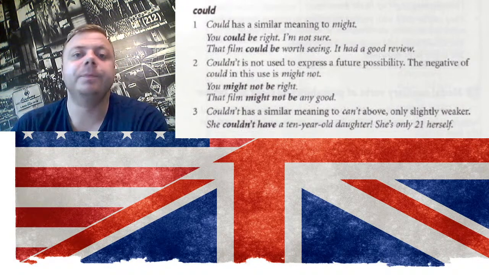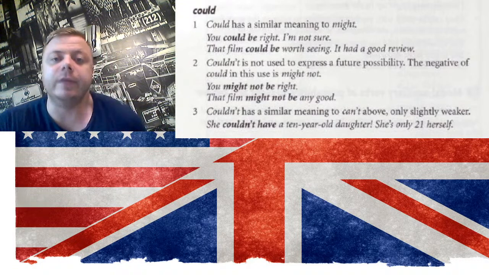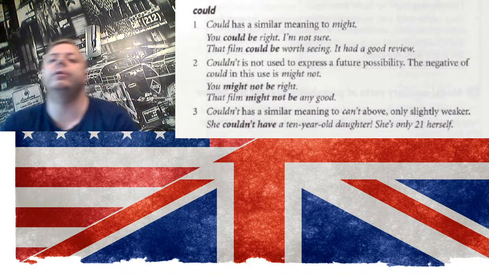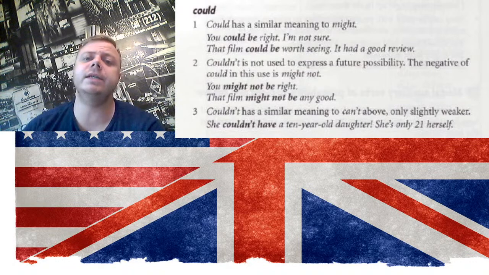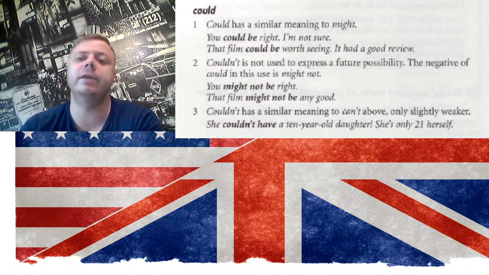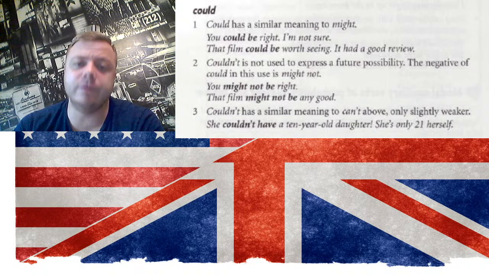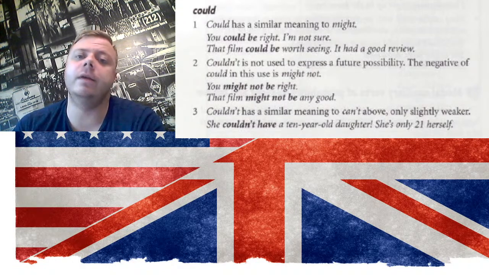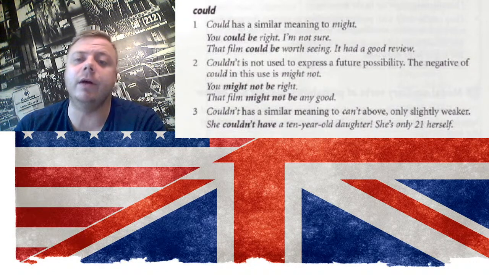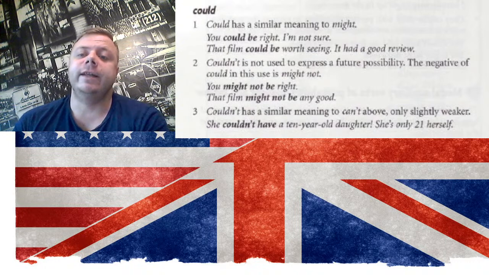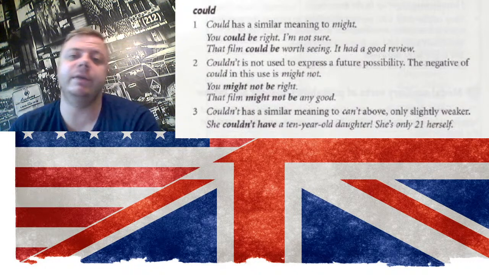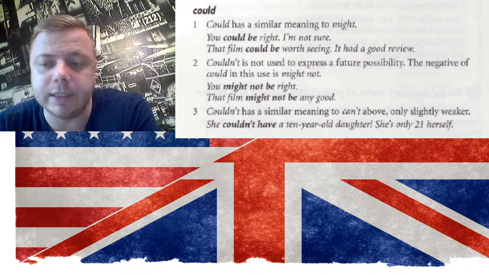One more time. So, could has a similar meaning to might. You could be right, I'm not sure. That film could be worth seeing, it had a good review. Couldn't is not used to express a future possibility. The negative of could in this use is might not, so you might not be right. The film might not be any good. Couldn't has a similar meaning to can't above, only slightly weaker. She couldn't have a 10-year-old daughter, she's only 21 herself.